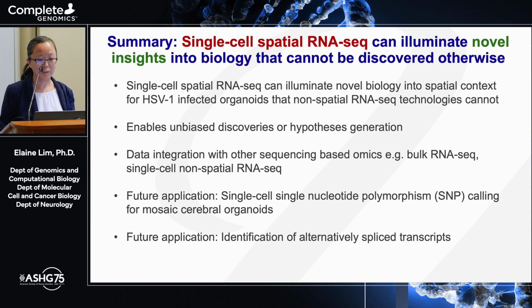As a future direction, our group is also working on calling single nucleotide polymorphisms because we're very interested in growing mosaic organoids comprised of cells from multiple donors to try to understand the impact of viral infections in multiple individuals. And potentially as a longer-term future application, as single-cell long-read RNA sequencing technologies become more available, we are extremely interested in trying to identify alternatively spliced transcripts.